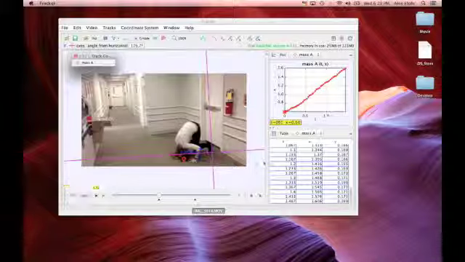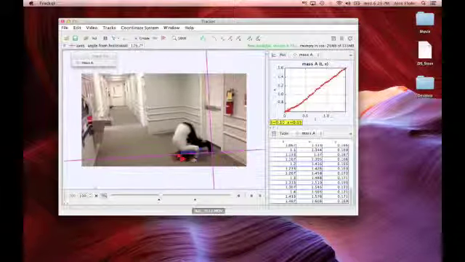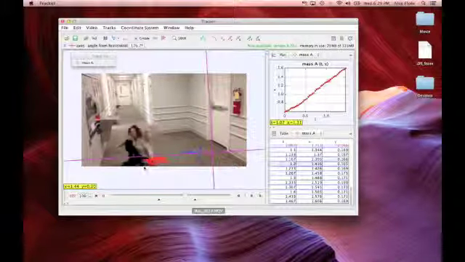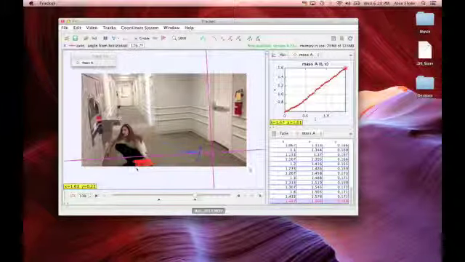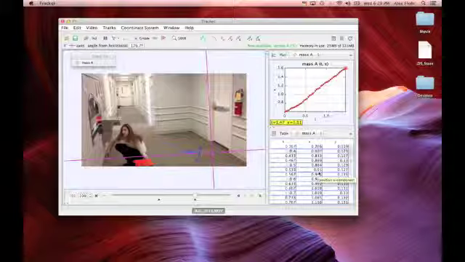Each of the red dots, or data points, was collected as the person's body made contact with the ground. As you can see, they're tumbling, and this video is about 30 frames per second. You can see the data is fairly linear, and all the data points are collected here.